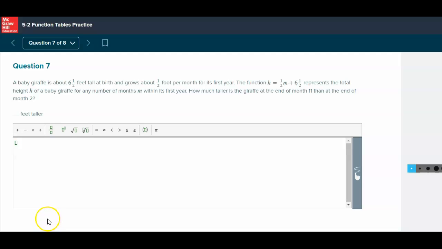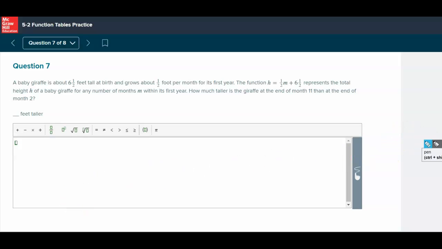Question number 7. A baby giraffe is 6.5 feet tall at birth and grows 1/2 foot per month for its first year. The function 1/2 times m plus 6.5 represents the total height h of a baby giraffe for any number of months m within its first year. How much taller is the giraffe at the end of month 11 than at the end of month 2?